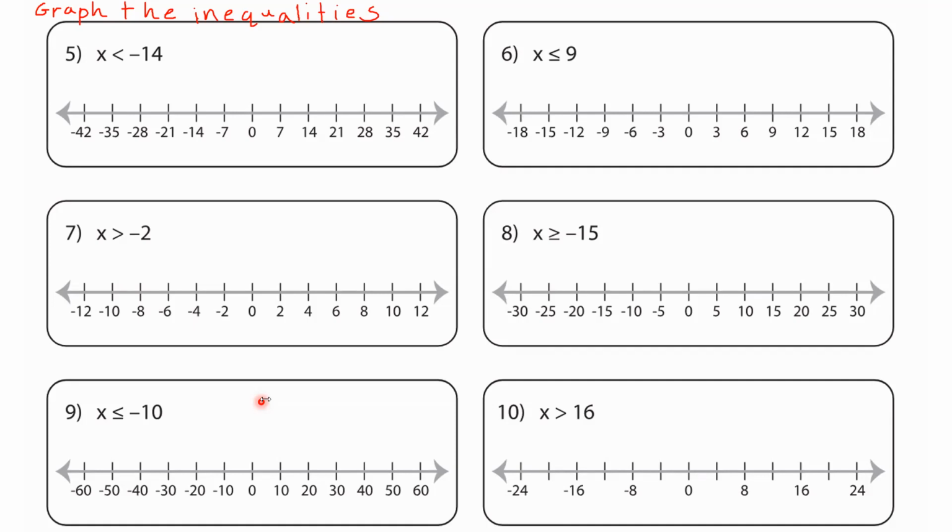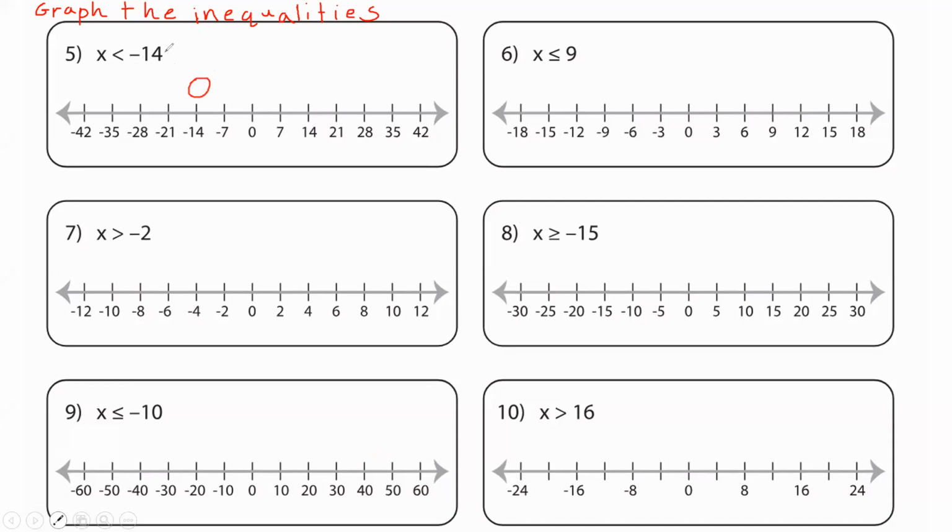All right, so let's go ahead and answer these questions. For number 5, what do we have for number 5? So what are we gonna shade in, negative 14? Or are we going to not shade in negative 14? Not shaded, very good. The reason why we're not gonna shade is because we don't have a line at the bottom. So we're gonna put an open circle, and x is less than negative 14.